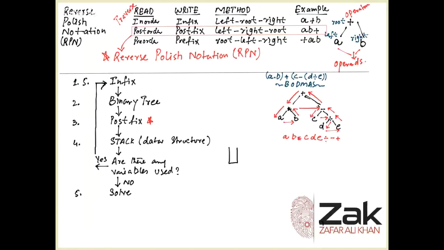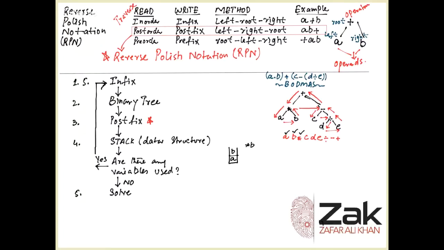Reading is also called traversing. And then we will take this A and put it in the stack. Then B we will put in the stack. As soon as we come across one operator, we will not put that operator in the stack. Rather, we take out two values, pop two values. The operation is called pop.